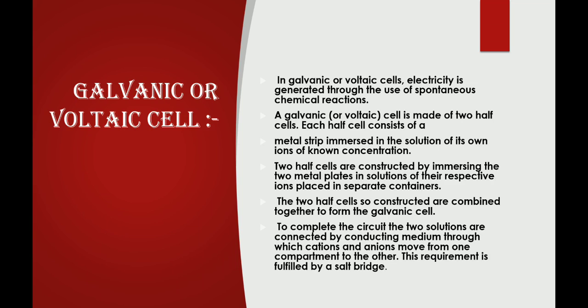This requirement is fulfilled by the salt bridge. In short, a galvanic cell is made up of 2 half cells. One is the reduction half cell and the other is the oxidation half cell. In the reduction half cell, the metal electrode is immersed in its ions, and in the oxidation half cell, the metal electrode is immersed in its ions. These two half cells are connected by the salt bridge, which completes the circuit and maintains the neutrality of the cell.